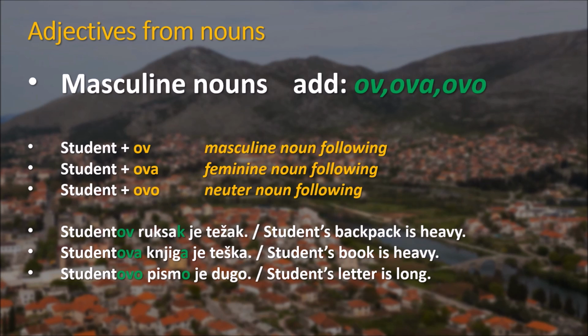The third example, studentovo pismo je dugo. Studentovo pismo je dugo. The student's letter is long. We already know pismo ends on o, it's a letter, so it's a neuter noun, and that's why our possessive adjective studentovo needs to follow that.